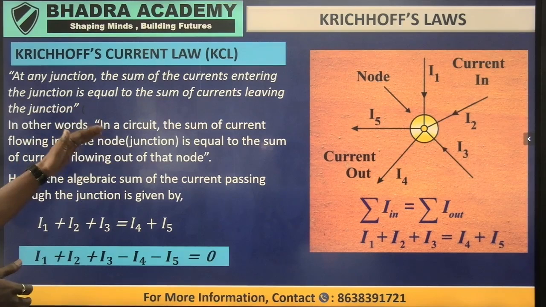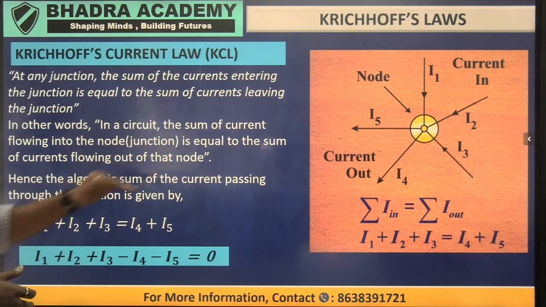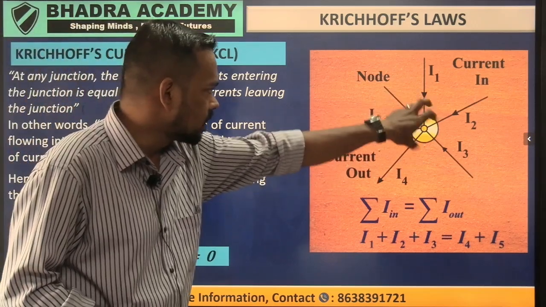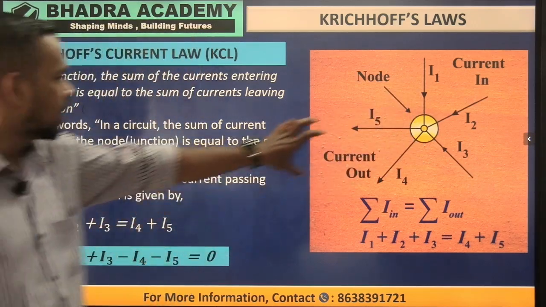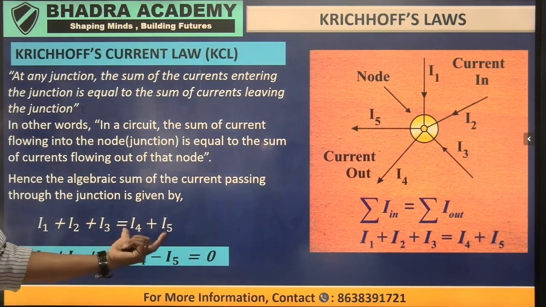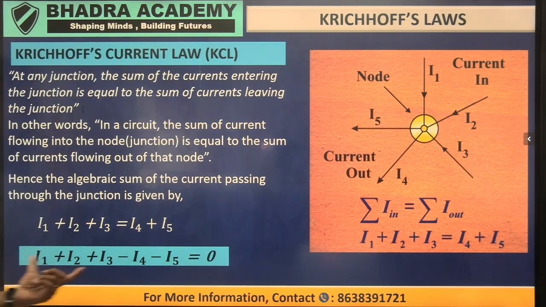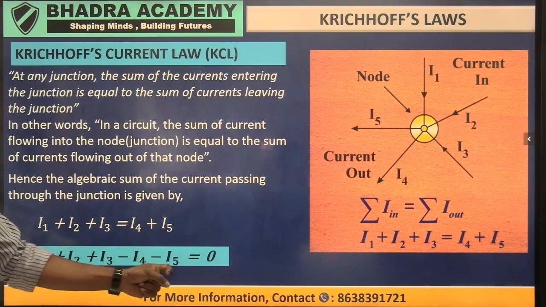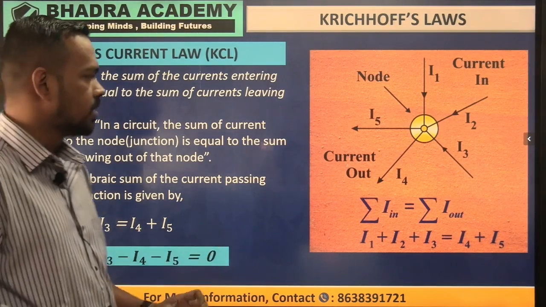In other words, in a circuit the sum of the current flowing into the junction is equal to the sum of the current flowing out of that junction. The algebraic sum we can give by this equation, where I1, I2 and I3 are incoming currents, and I4 and I5 are outgoing currents. If we take this to this side, we will have the algebraic sum I1, I2 and I3, and the outgoing currents I4 and I5 become negative, and the total sum will be 0.